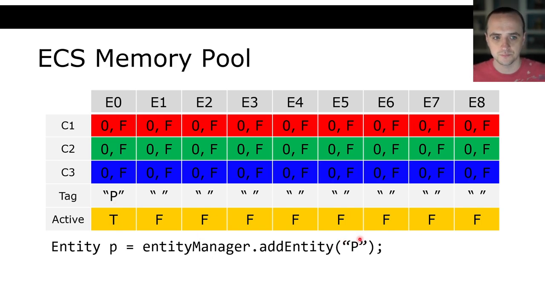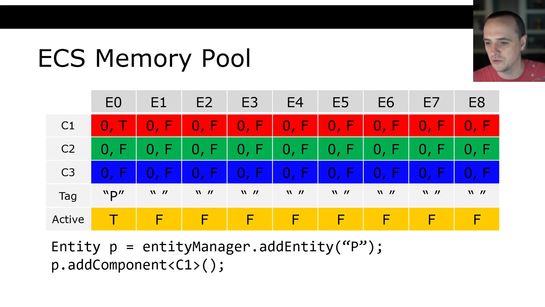Okay? Now what I'm going to do is add a component to this entity. So I'm going to add a C1 component to that entity. And what that does is when I construct that component, it sets the flag to true to say that, hey, this entity actually has a C1 component. So if this is a bounding box, for example, I can still poll to see whether or not this entity has this bounding box.